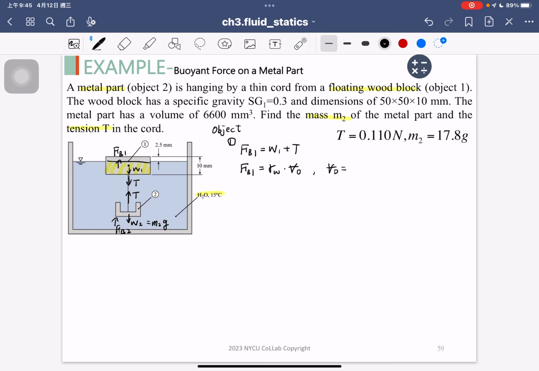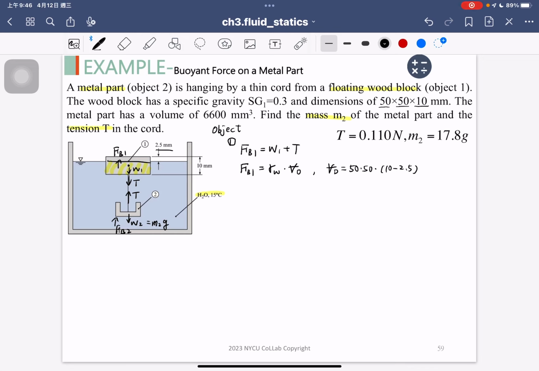First, we know the size is 50 millimeter width and 50 millimeter length, and the depth is 10 millimeters. But right now the depth is 10 minus 2.5, right? Because we need to subtract the 2.5 millimeter since it's above the liquid surface.